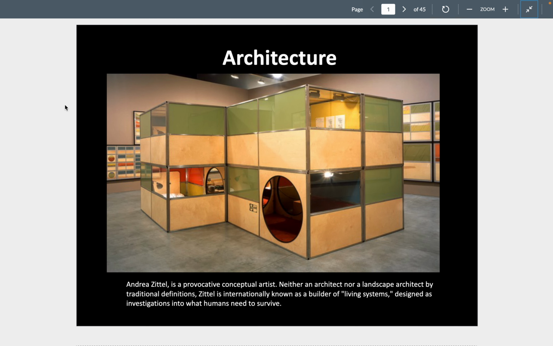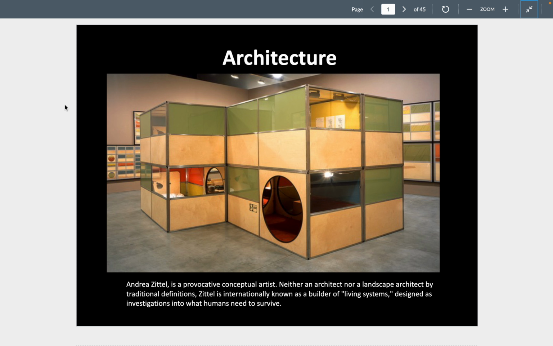So I'm going to begin to describe what architecture is, but also start as a way of transitioning from our last lecture on sculpture to architecture. Here we're looking at these small, temporary living spaces by Andrea Zittel. She's a conceptual artist, and she has designed these living systems.